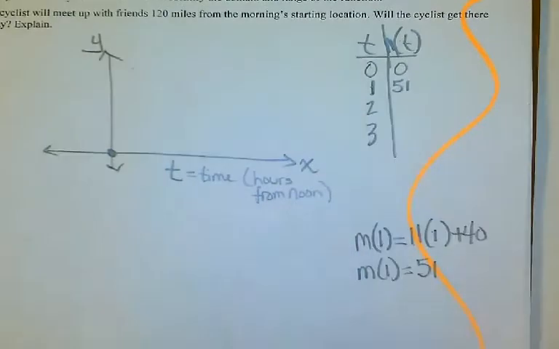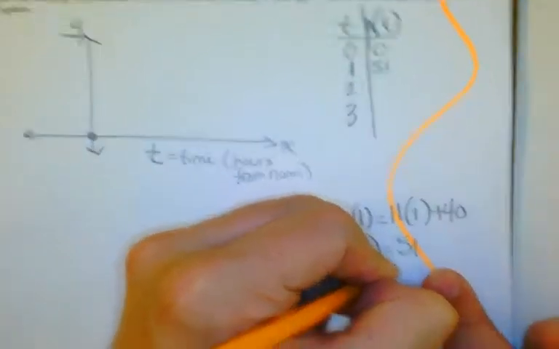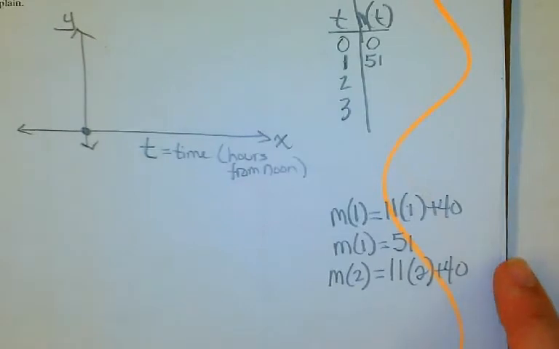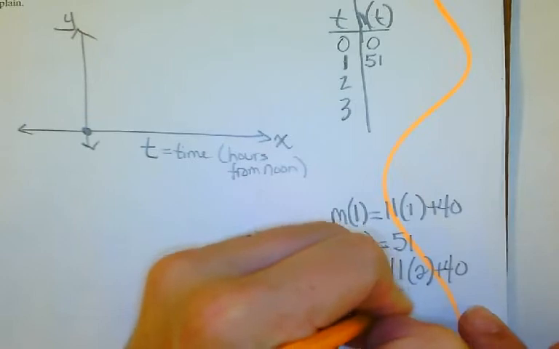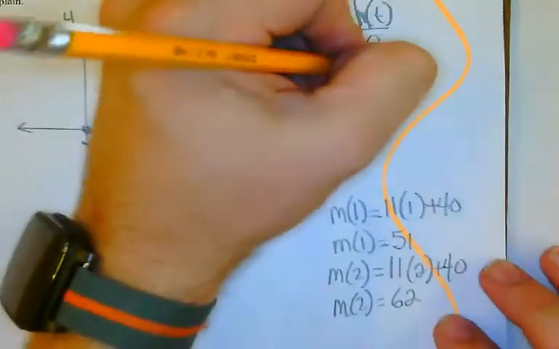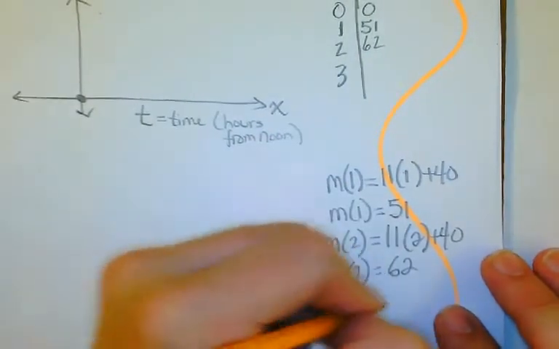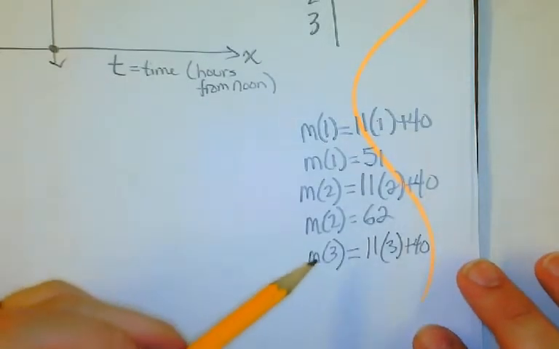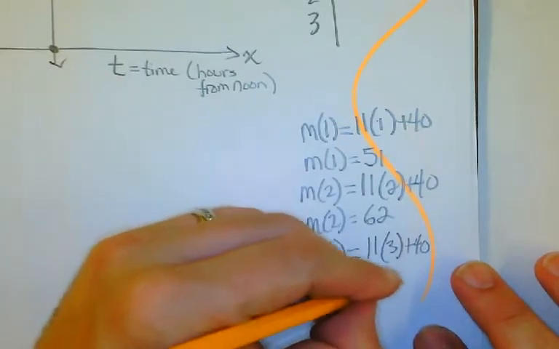Now let's try M of 2. And now let's copy the equation. So M of 2 would be 62 miles. M of 3, let's copy the equation. So M of 3 is 73.